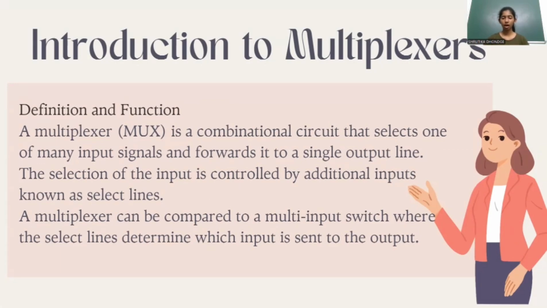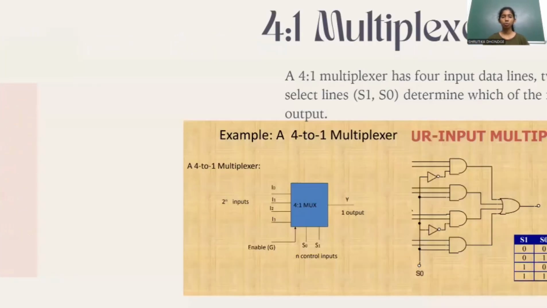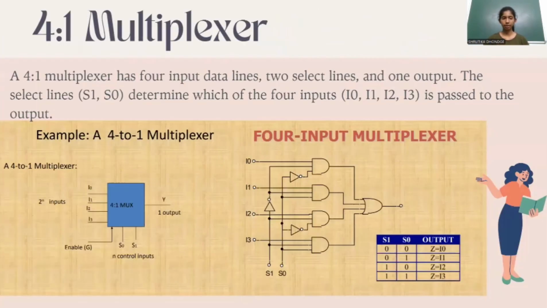the output. Now, moving towards the 4:1 multiplexer. A 4:1 multiplexer has 4 input lines, 2 select lines, and 1 output. The select lines, namely S1 and S0, determine which of the 4 inputs from I0, I1, I2 and I3 is passed to the output. Now the general formula for any multiplexer is given by 2 to the power n equals the number of inputs, where n indicates the number of select lines.